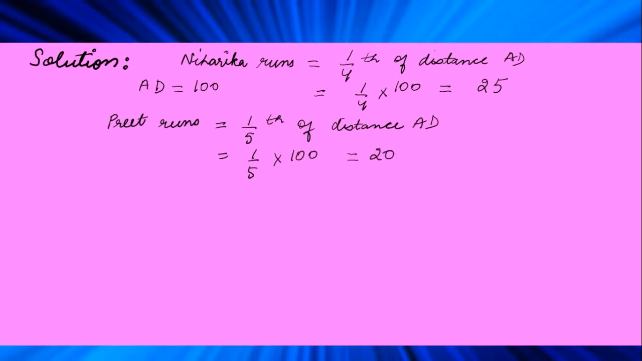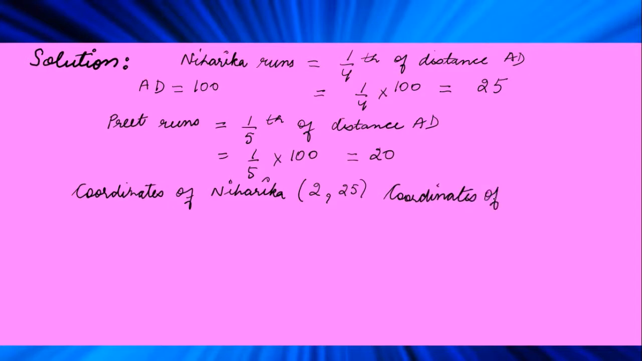Now the coordinates of Niharika. She was running in the second lane, so x is 2 and y will be 25. And coordinates of Preet: she was running in the 8th line and it will be 20. Now we want to find out the distance between these two girls.